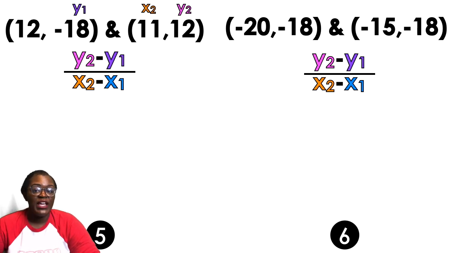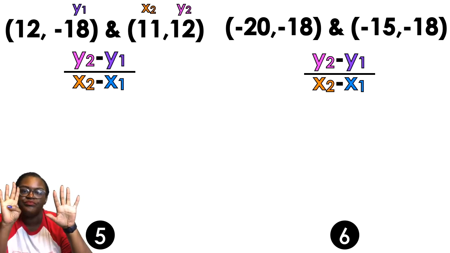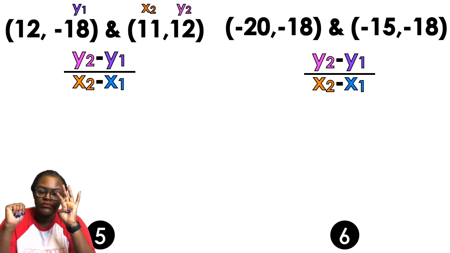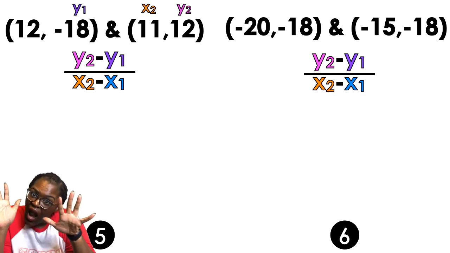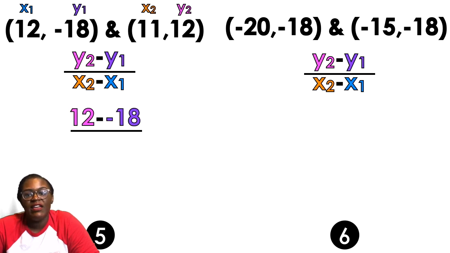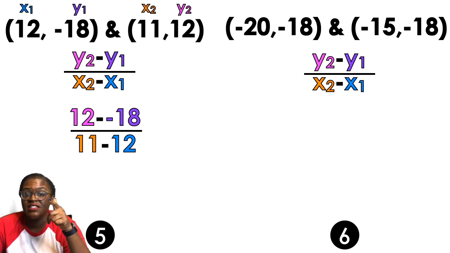Okay, so now I want you to plug them into the equation on your own. I'm going to give you 10 seconds. Hopefully when you plug them in, you got 12 minus negative 18 over 11 minus 12. So now I'm going to give you another 10 seconds to see if you can simplify. Do the addition. Pay attention to those negative signs on the top. The minus minus, what happens? Okay, 10 seconds.